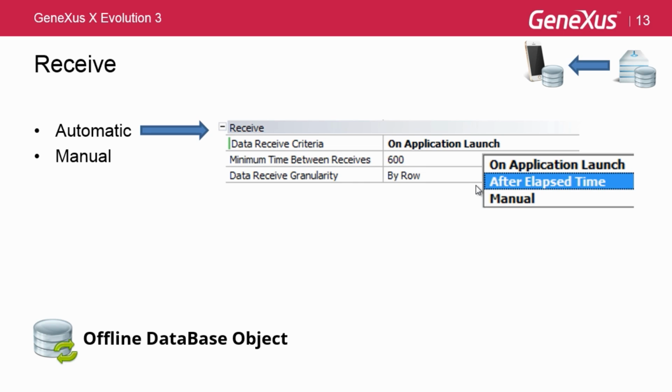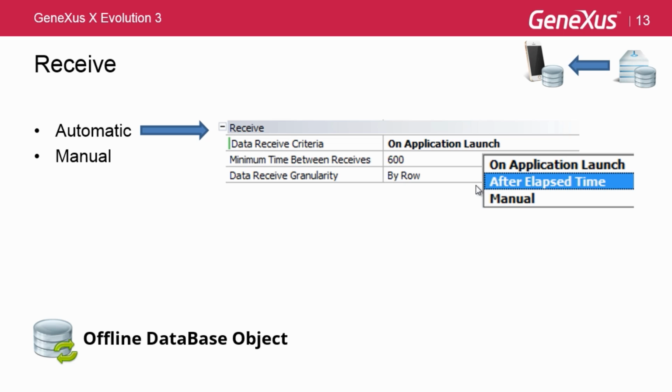In automatic synchronization, we have the following properties at the level of the offline database object. The data received criteria property, by default, will come in on application launch, but there is also the after elapsed time property. And then there is the manual way, which we will see further ahead.